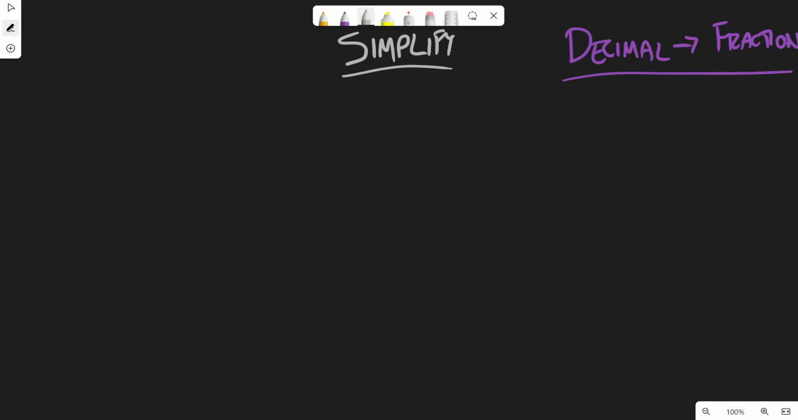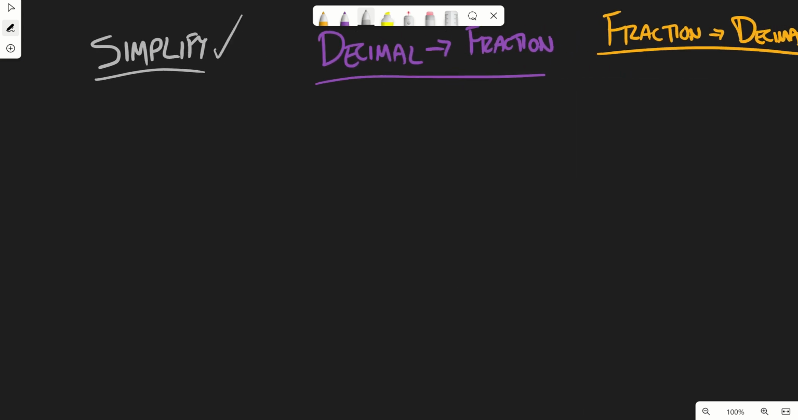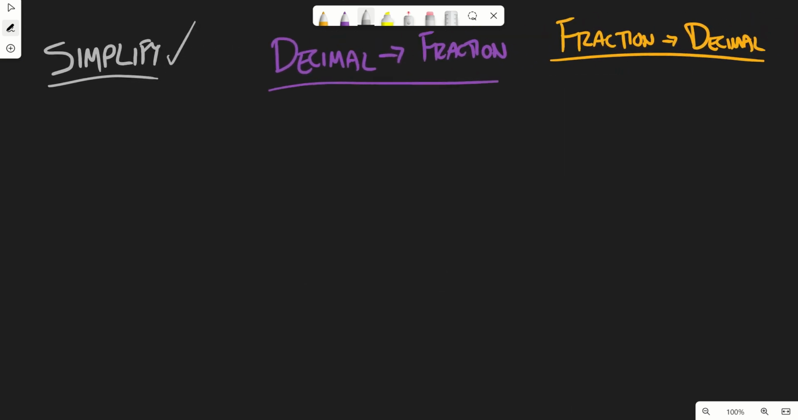All right, so moving right along, we've simplified. Great job. Now, we want to talk about turning decimals into fractions. When we talk about decimals, we want to talk about what are called terminating decimals. There's two types of decimals we have. We have terminating decimals.